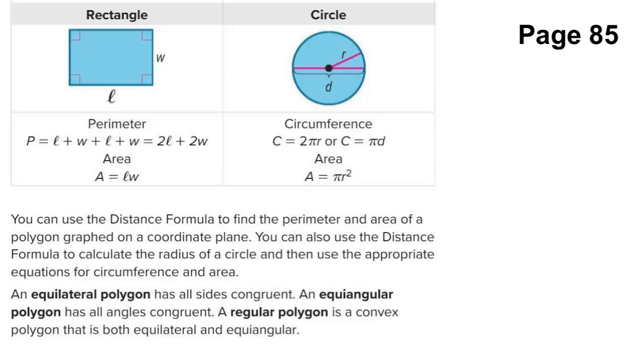Equiangular means that all the angles in my shape are the same size. Is that true about a square? Are all 4 angles the same size in a square? They're all 90 degrees. If I have a shape that all the sides are the same size and all the angles are the same size, I call it a regular polygon. If they say you have a regular polygon, I know right off the bat, all the sides are the same, all the angles are the same.